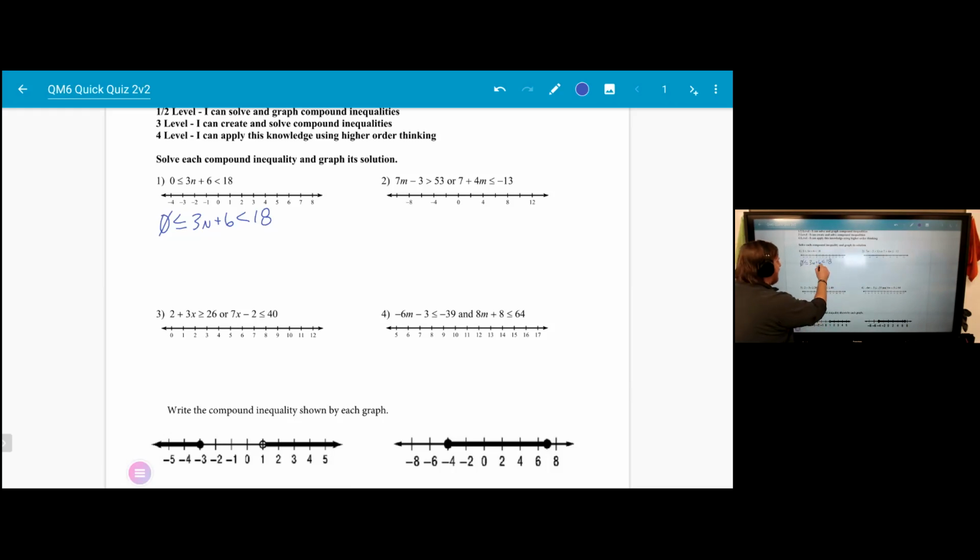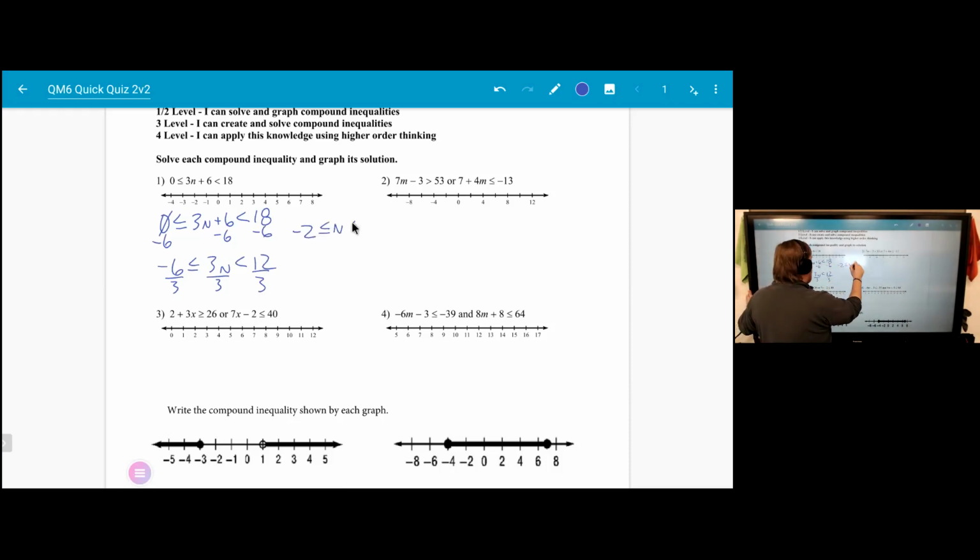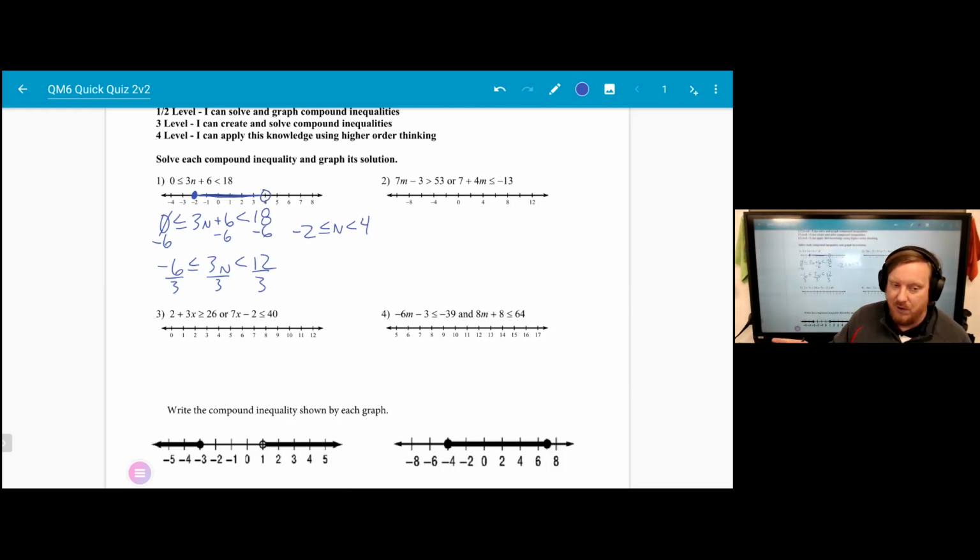I'm going to start by subtracting 6 from everything. So I have negative 6 less than or equal to 3n less than 12. Now I'm going to divide by 3 everywhere. I end up with negative 2 is less than or equal to n, which is less than 4. So at negative 2, I put a closed circle. At 4, I put an open circle, and my line goes in between. In other words, n can be anywhere in between negative 2 and 4. It could also be negative 2, but it cannot be 4.